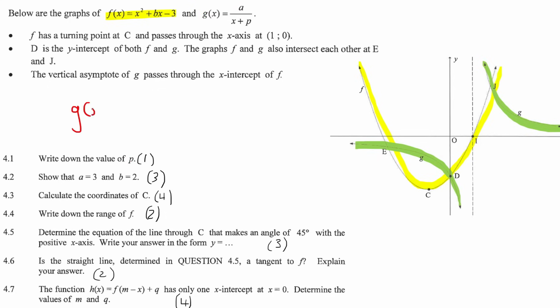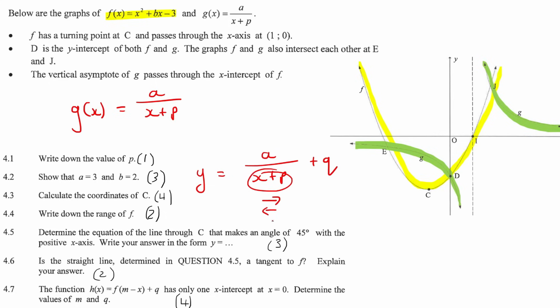If we have g(x) = a over (x + p) + q, this is the normal equation of a hyperbola. You could say minus over here, it doesn't really matter, to be honest. What we must understand, though, is that this part over here tells us whether the asymptote has moved left or right, and this part over here tells us whether the asymptote has moved up or down, because remember, a hyperbola has 2 asymptotes.